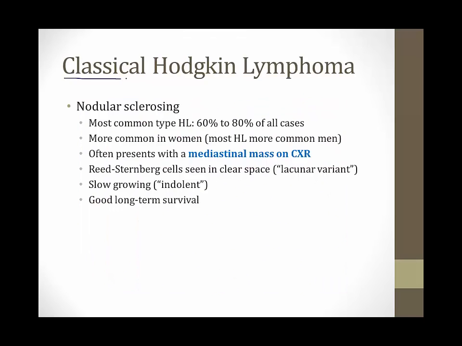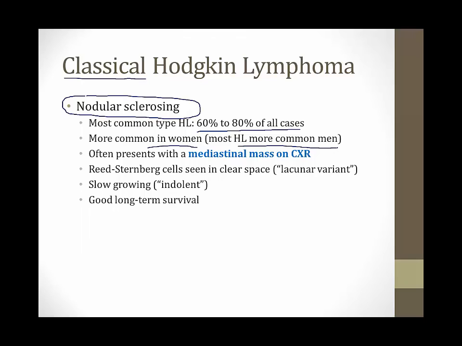Much more common are the classical forms of Hodgkin lymphoma, and among the classical forms, the most common subtype is called nodular sclerosing. It gets its name because the tumor forms fibrous tissue which surrounds portions of the tumor, creating nodules, hence it's called nodular sclerosing. This is the most common type of Hodgkin lymphoma overall. 60 to 80% of Hodgkin lymphoma cases are nodular sclerosing. It's more common in women, and that's unusual. Most forms of Hodgkin lymphoma are more common among men, but not this one.